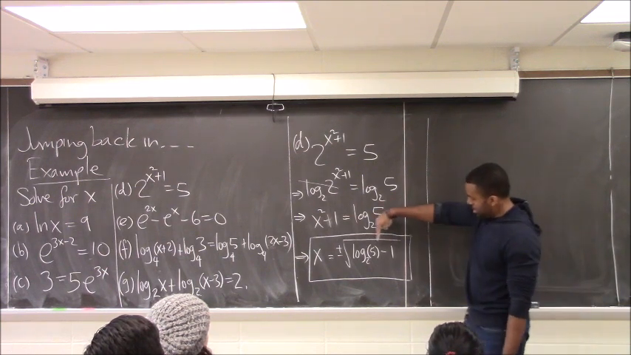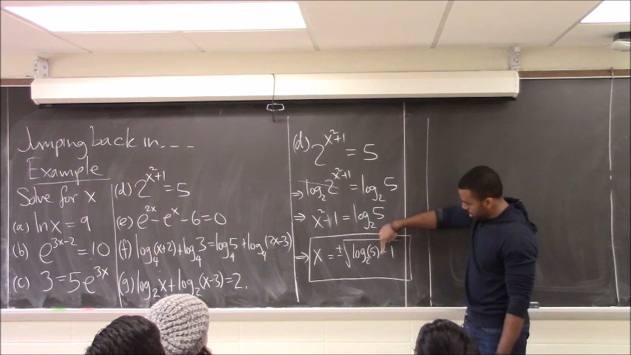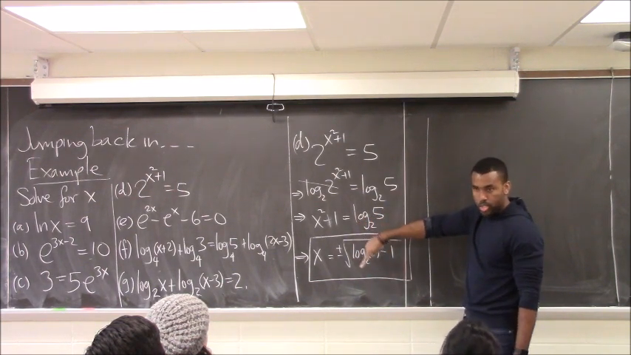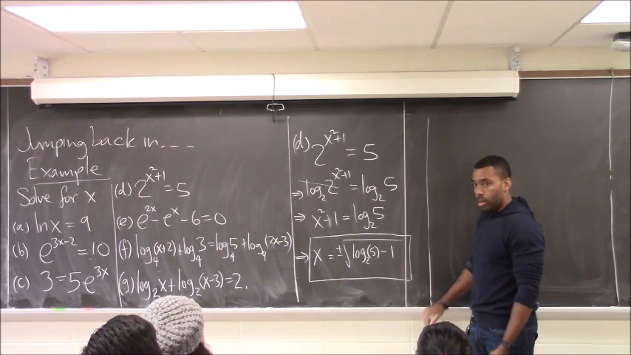Tell me what you know about this guy. Let's see how much our intuition is working here. Log to the base 2 of 5. What do you know about that number? Give me some approximation for it. Yeah? It's going to be bigger than 2 because 2 squared is 4. It's going to be bigger than 2.